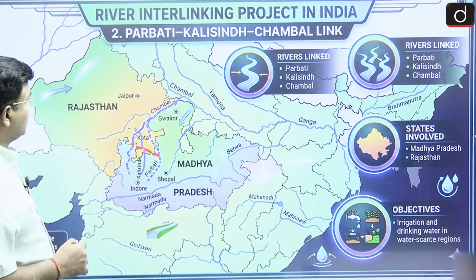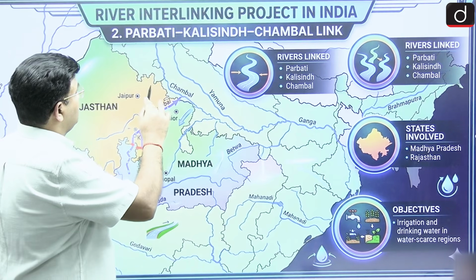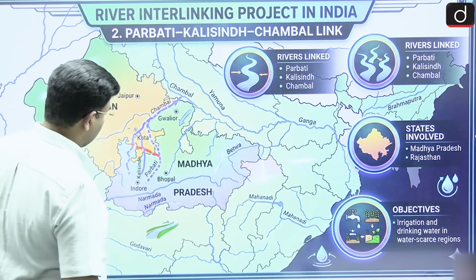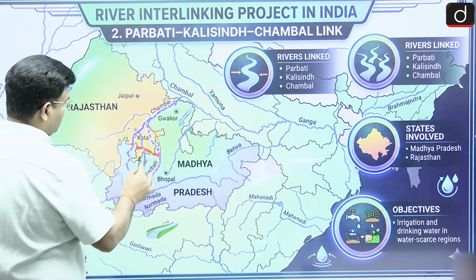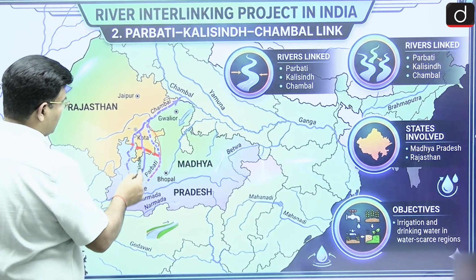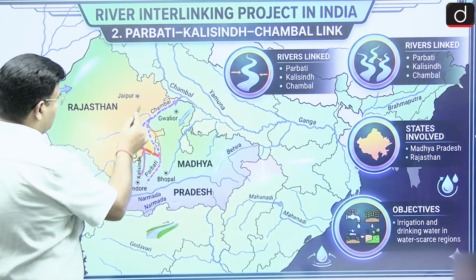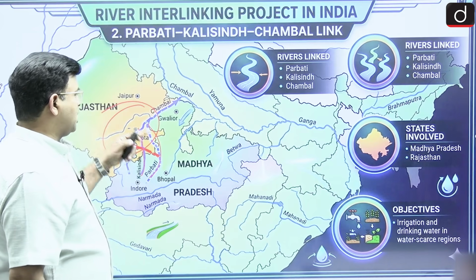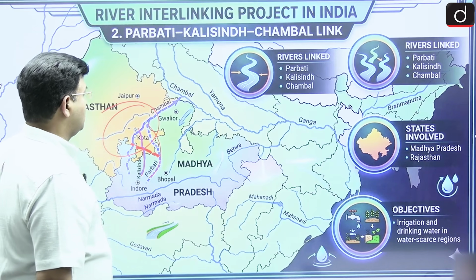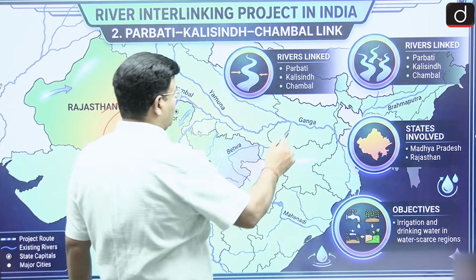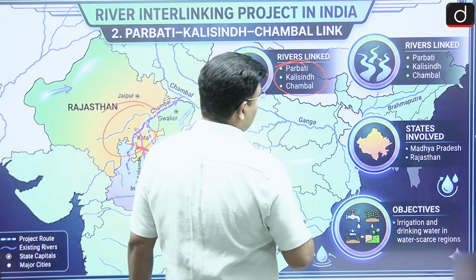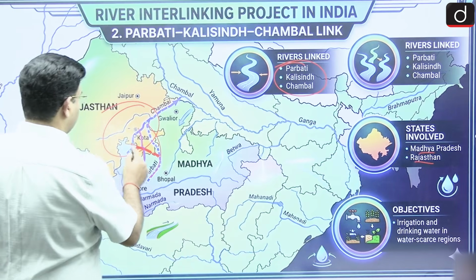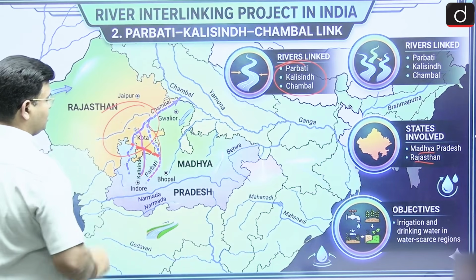Another river linking project is Parvati, Kali Sindh, Chambal. The Parbati river is a tributary of Chambal itself, and Kali Sindh is also a tributary. Connecting water and giving water to this deficit region, it is the Parbati, Kali Sindh, Chambal link. These rivers are involved, and it benefits this region of Madhya Pradesh, as well as this region of Rajasthan.